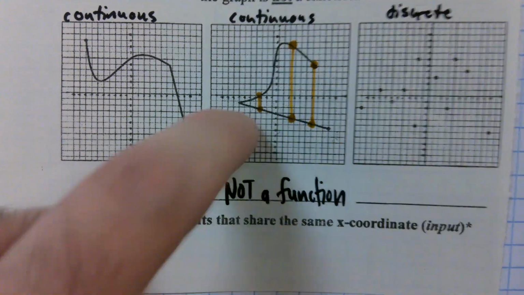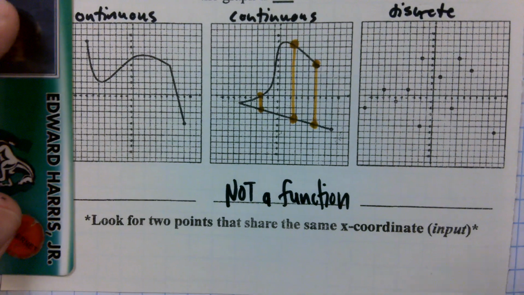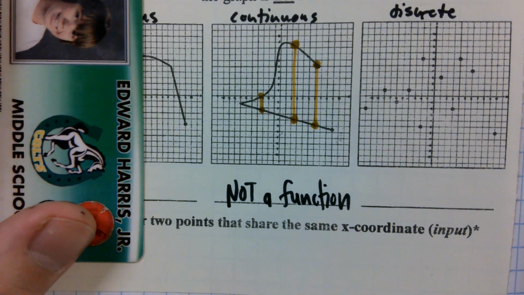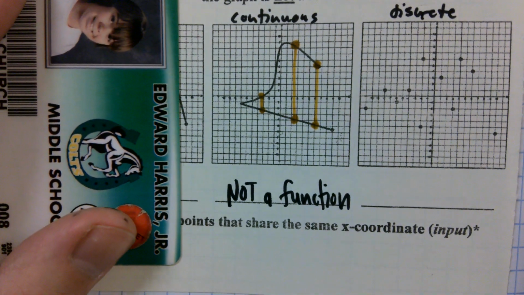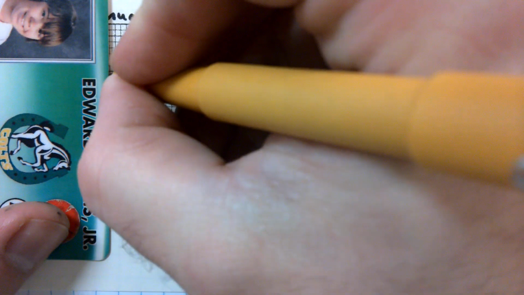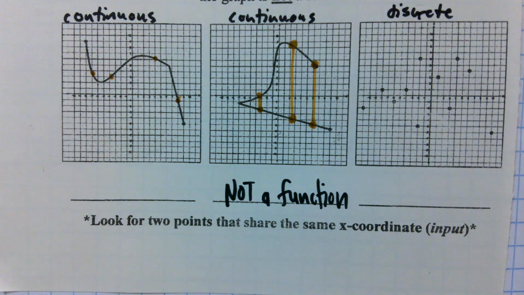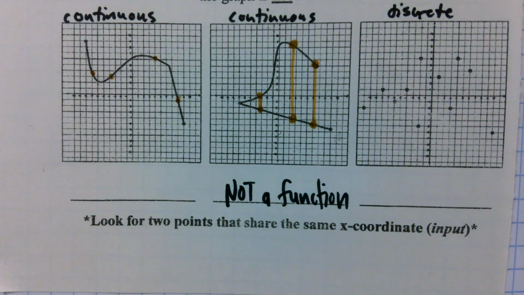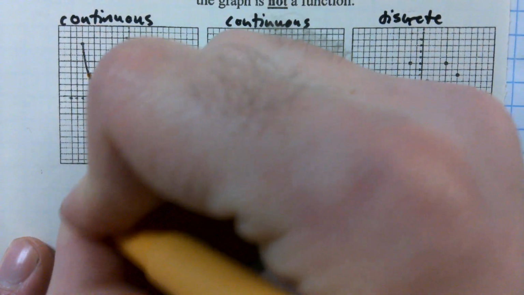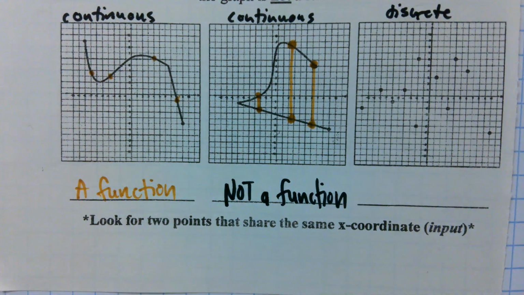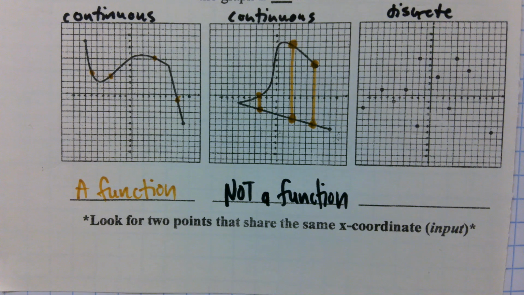Now that we see what it looks like to not pass, if I go back to my first one, is there any point on this graph where there's 2 dots above each other? No. There's only ever just 1 dot along this vertical line. Sometimes it gets a little close, but they're not directly above each other. So that makes this one a function. It's still continuous, right?